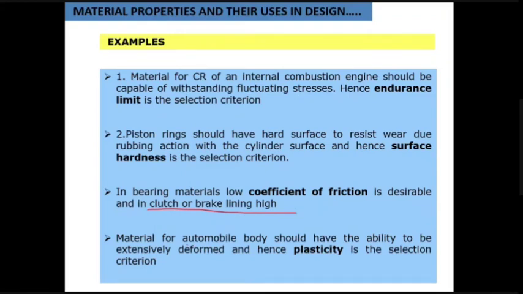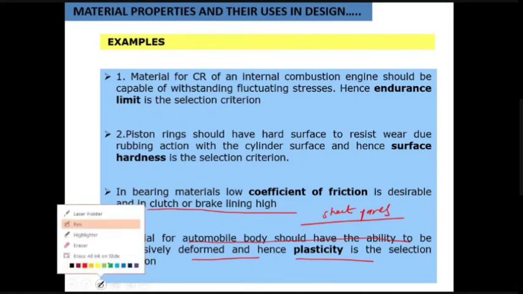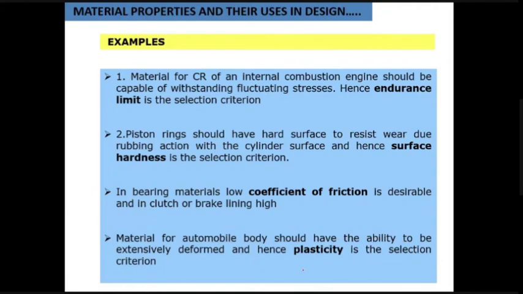Next, material for automobile body should have the ability to extensively deform because we have to create sheet panels for the automotive body. So what is the criteria? Plasticity. So now, obviously, you will select such a material which will fulfill the plasticity. You will select a material which will fulfill the friction criteria, the surface criteria, the endurance criteria. Okay. So is it necessary now to go into the definition of strength and all? I think no. Okay.